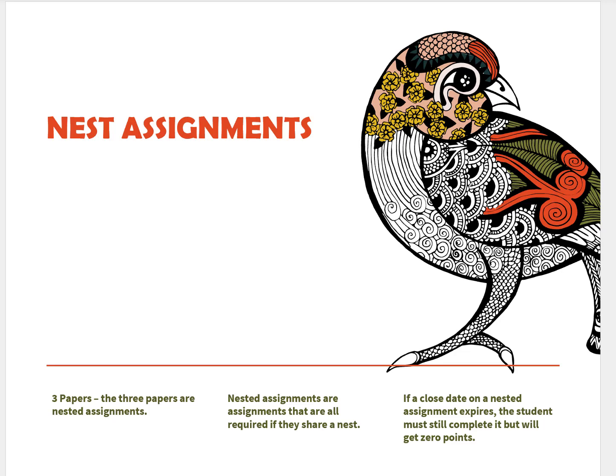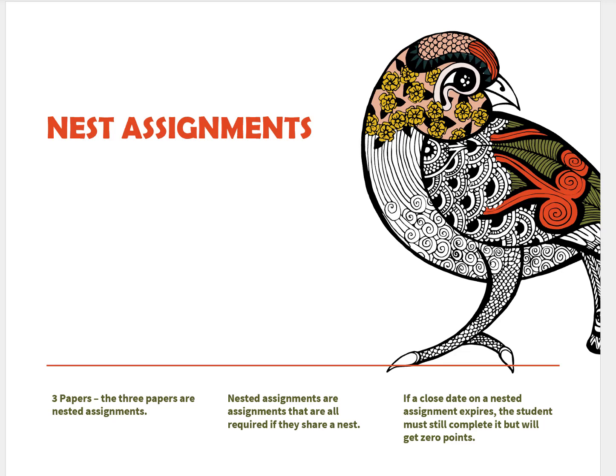Alright, so just an overview of the 3 papers. They have attached assignments, and so those assignments are special. So I call them nest assignments or nested assignments. I also call them scaffolded assignments. So there's 3 major papers: the mini memoir, the interview or annotated bib, and then the capstone paper.